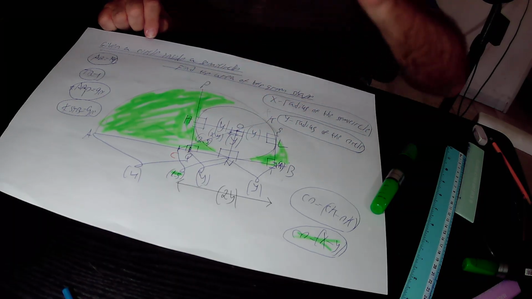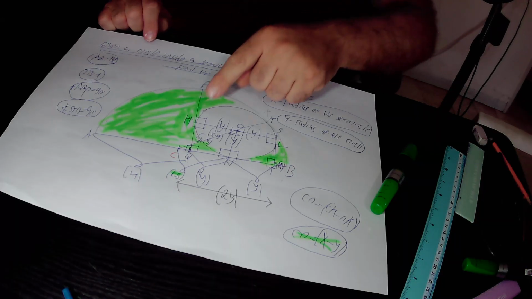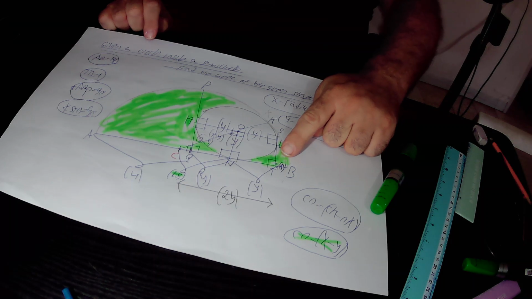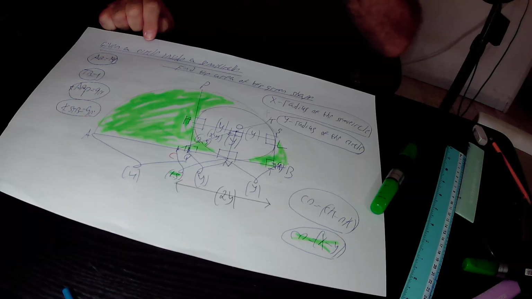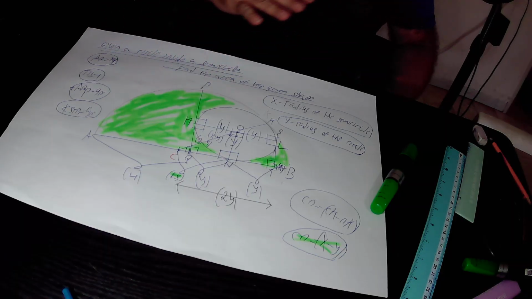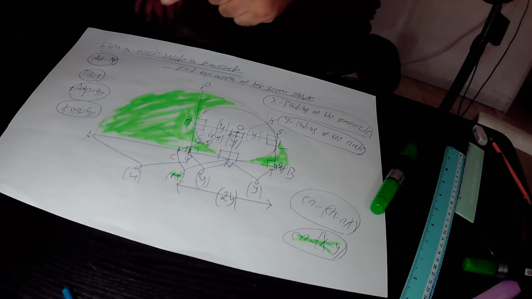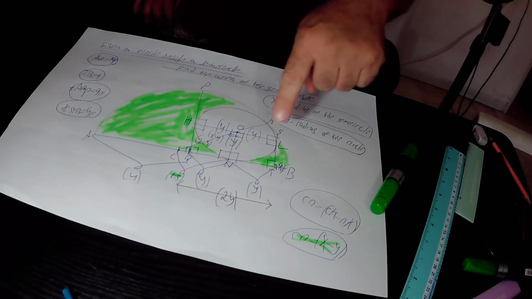This is angle AQP, this is the right angle. This is angle STB, it is also a right angle. Again, our task is to find out the area of this green shape. So first of all, we define the radius of the big semicircle as x and the radius of this small circle as y.